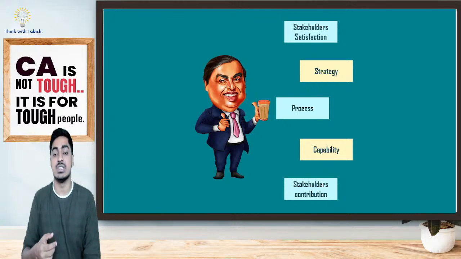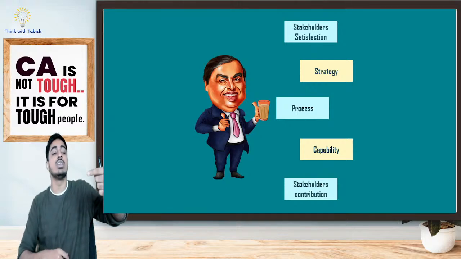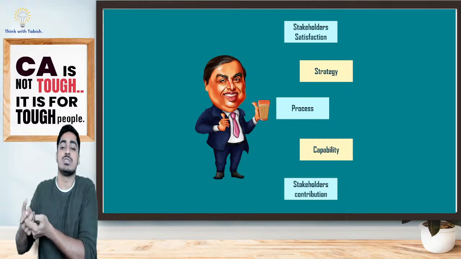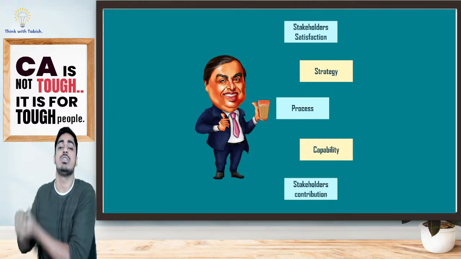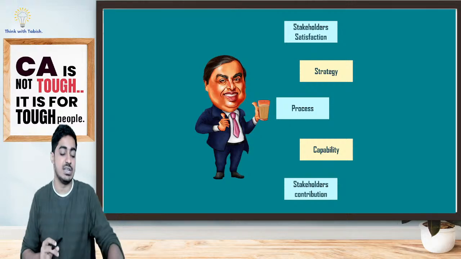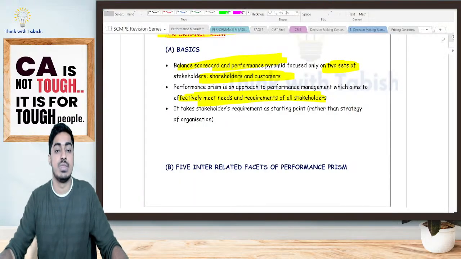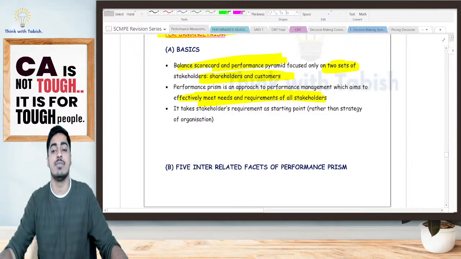Action-wise, it is reverse. First, I will take contribution from stakeholders. Based on that, I have developed my capability. Based on that, I will develop my process. Based on that, I will implement my strategy. Based on that, my stakeholders will be satisfied. Is it clear, students? This is my performance prism. If you understand it properly, there is no need for us to learn by heart even one item, students.